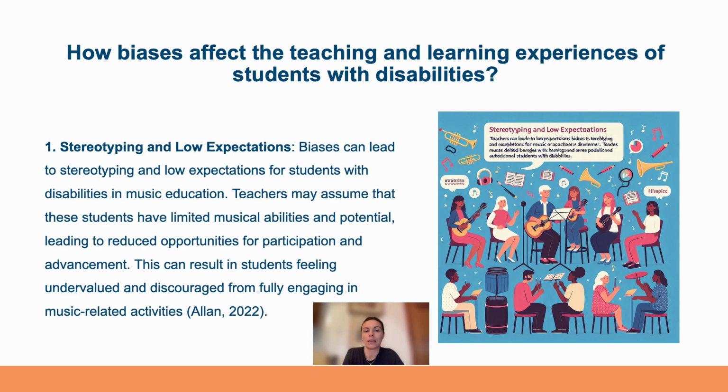So, how does bias affect the teaching and learning experience of students with disabilities? At some point, stereotyping and low expectations can influence the teaching and learning experience of students with disabilities. Indeed, biases can lead to stereotyping, and teachers may assume that these students have limited musical abilities and potential, leading to reduced opportunities for participation and advancement. This results in students feeling under-evaluated and discouraged from fully engaging in music-related activities. So this is the outcome.